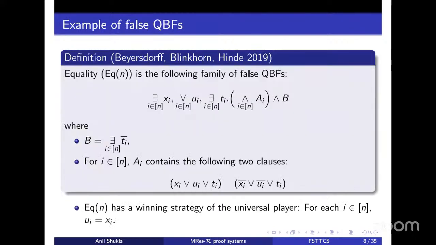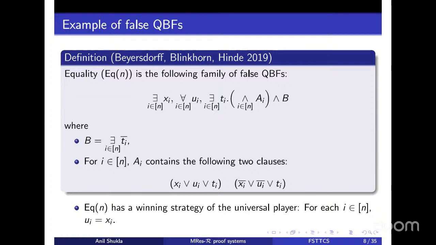A very quick example of a winning strategy, right? The equality formula. Olaf has already presented this. They defined this in their paper to establish a lower bound technique, right? So what is that equality formula? This is a formula that exists x, for all u, and there exists t. Some clauses are there. Let us prove that this is false just by giving a winning strategy. The winning strategy is nothing but ui will play as xi. So once the existential player has played, the universal player takes their turn and just sets ui to xi.